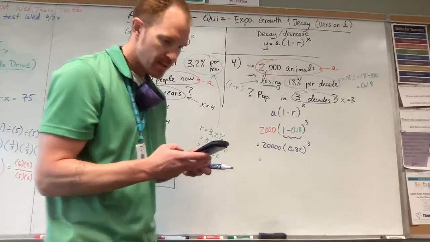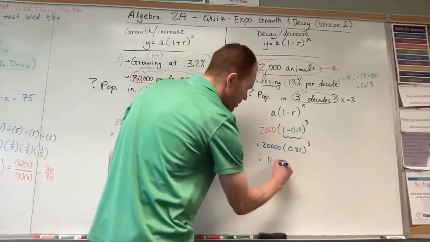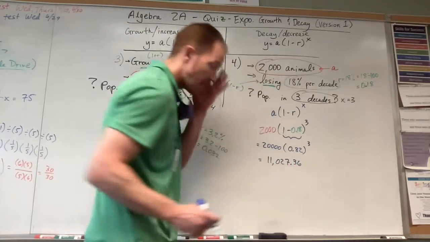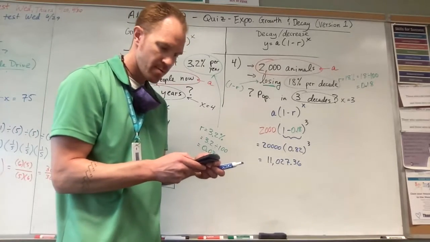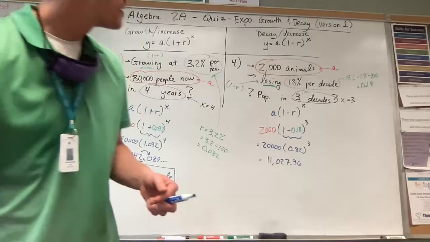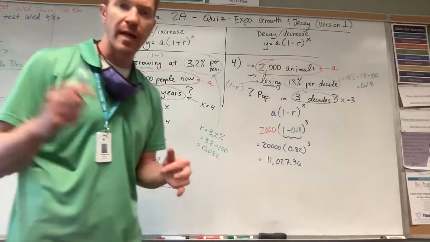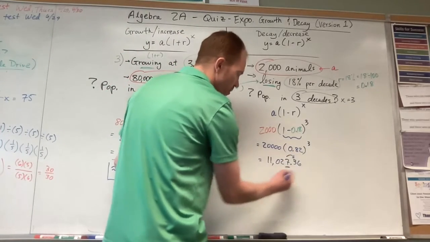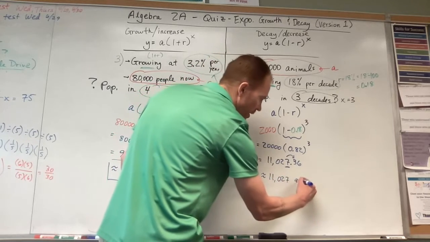I get 11,027.36. Came out exactly that way on the calculator. Just double check. But again, in this case, it's live animals. Same rule of rounding for me for live animals, nearest whole numbers. So we're sitting at a 7 with a 3 next door. That is approximately 11,027 animals.